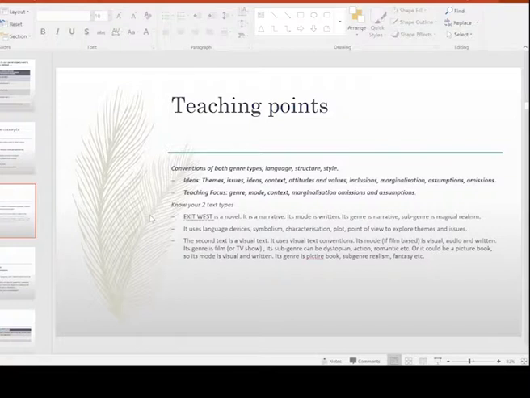So Exit West is a novel, it's a narrative, its mode is written, its genre is narrative, its subgenre is magical realism. It uses language devices, symbolism, characterization, plot, point of view to explore themes and issues. The second text is a visual text. It uses visual text conventions.